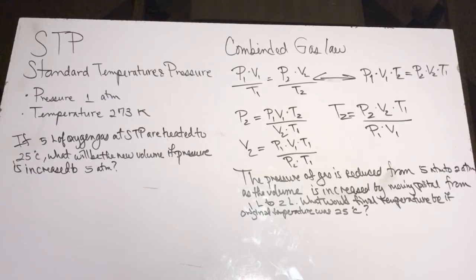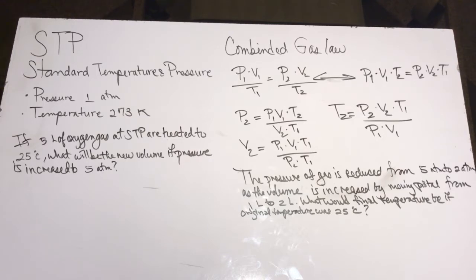STP means standard temperature and pressure. Pressure will always be 1 atm. Temperature will always be 273 Kelvin. So pressure is 1 atmosphere. Temperature is always 273 Kelvin. Those are the numbers that you have to memorize.